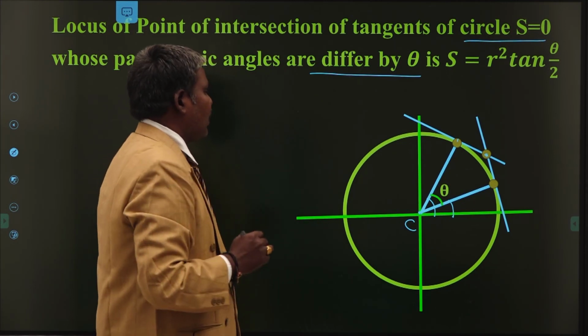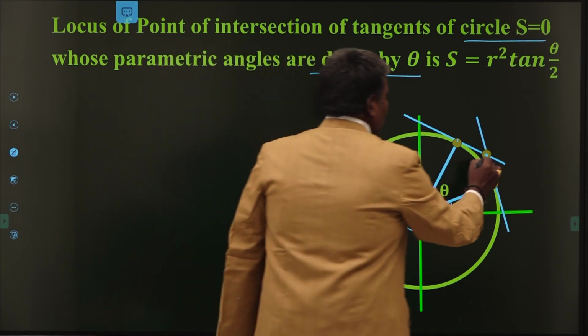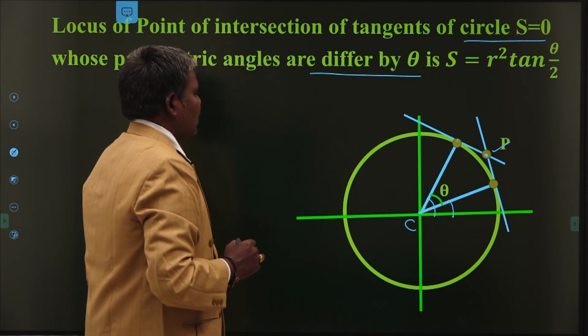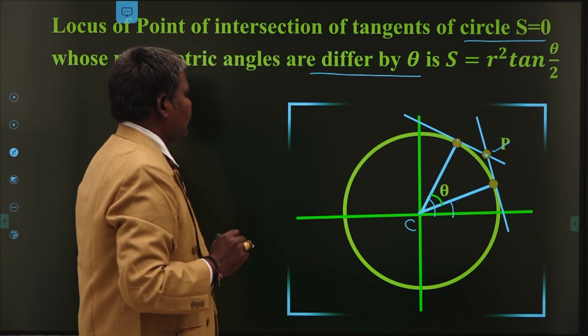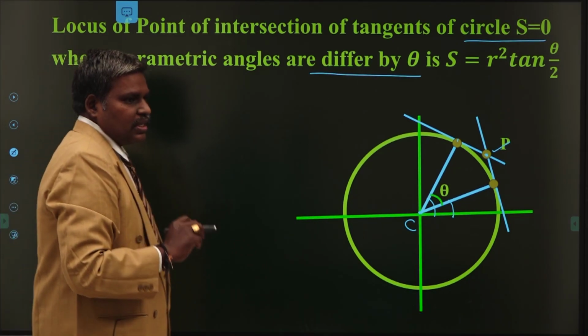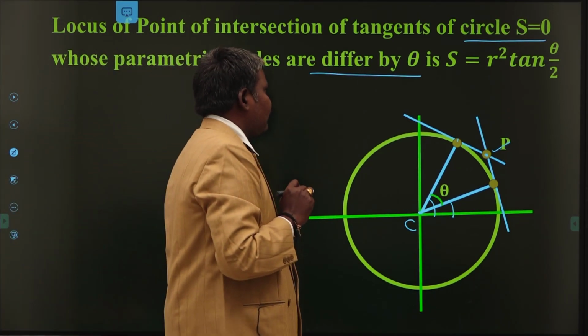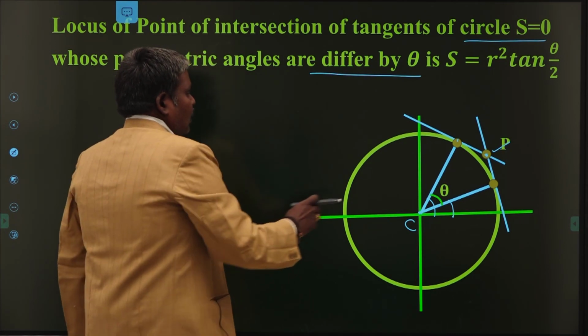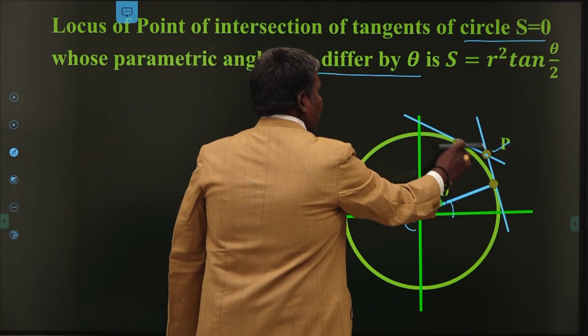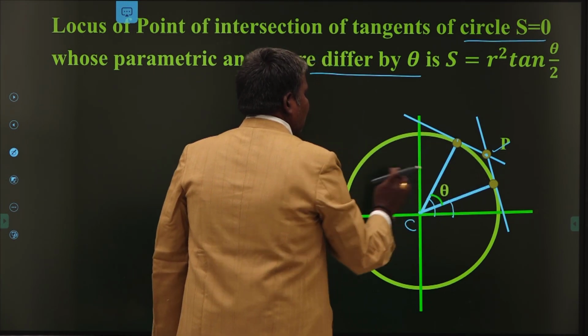That is your required locus point. This is one of the points on my required locus. You have to find out. This is the point P, say. Okay. This is the corresponding diagram related to this theorem: locus of point of intersection of tangents drawn at the points whose parametric angles differ by theta.